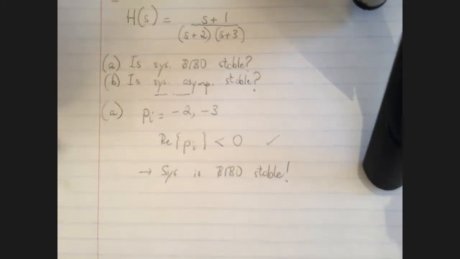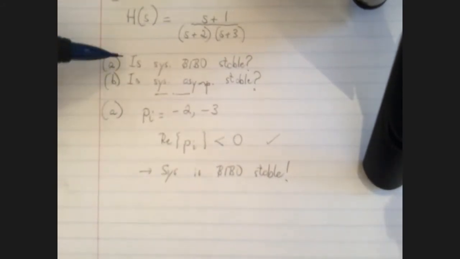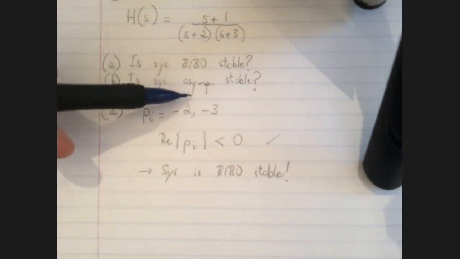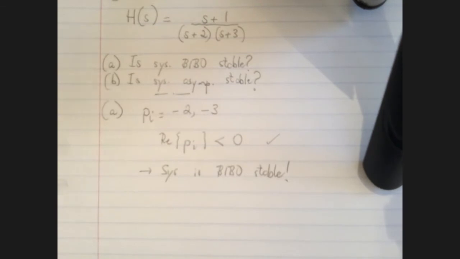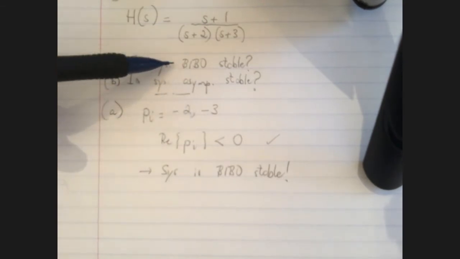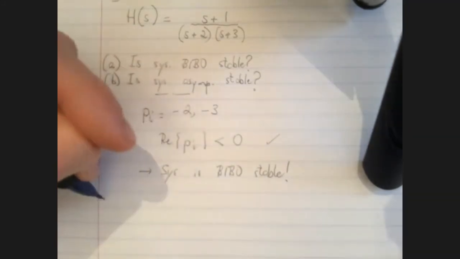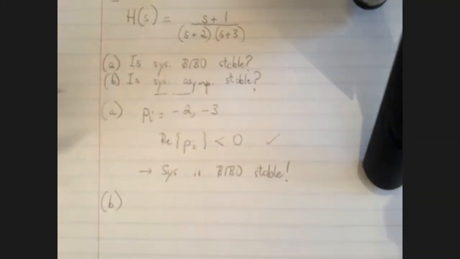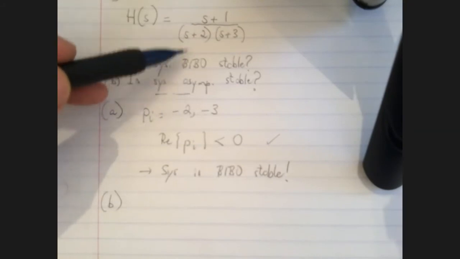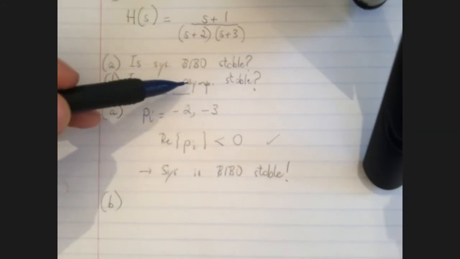Now, as we talked about before, just because it's BIBO, we can't guarantee that it's asymptotic. So if we had done it the other way and we're like, oh, it's asymptotic stability, I can guarantee BIBO stability in this direction. Not necessarily the other way, maybe, maybe not. So let's check out part B, where we actually need to look for asymptotic stability.